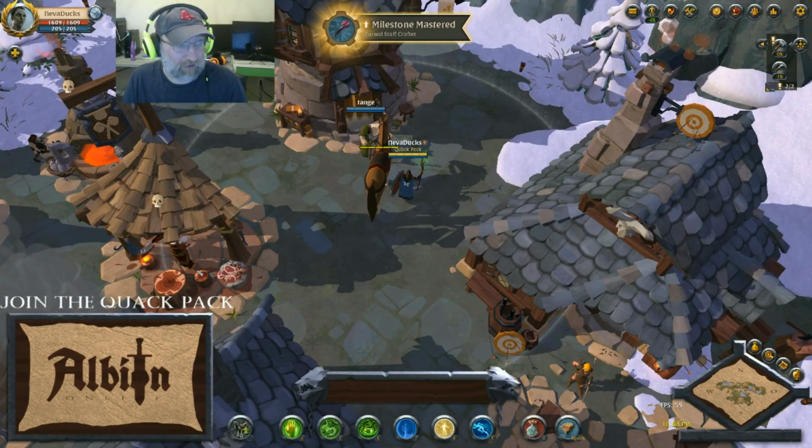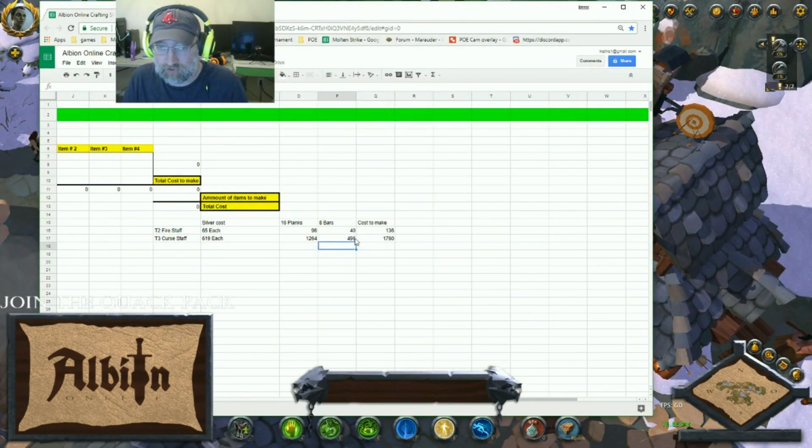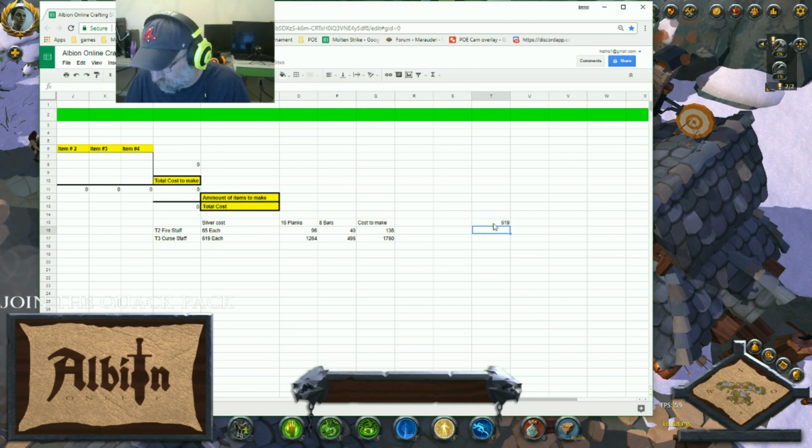So let's do a little math real quick. We'll do it just for tier 3. It takes 619, and then we're gonna multiply that times 12, which is how many we used. I think it was 12. We're gonna multiply that times 12. So it's that.